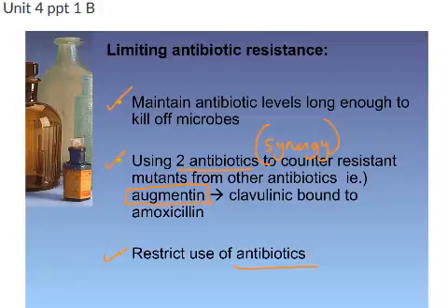So what this is, it takes amoxicillin and binds it together with clavulanic acid, which synergistically works to make it a much better antibiotic, but you don't need to take a stronger one. It just works in a different way, which is why this is another way to limit antibiotic resistance.